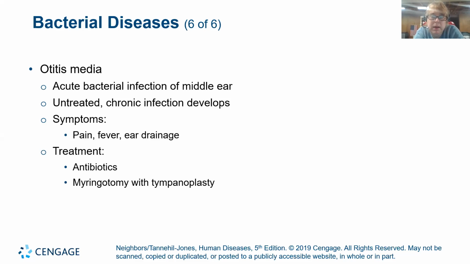If the eardrum is ready to burst, they will do a myringotomy with a tympanoplasty, where they put a tiny little slice in it and stitch it up.